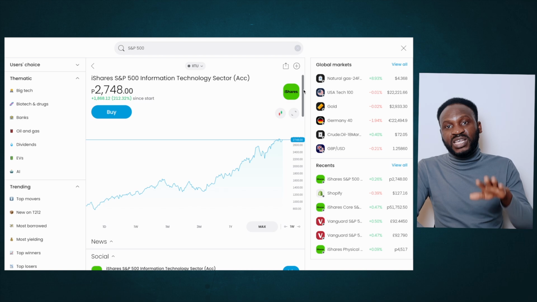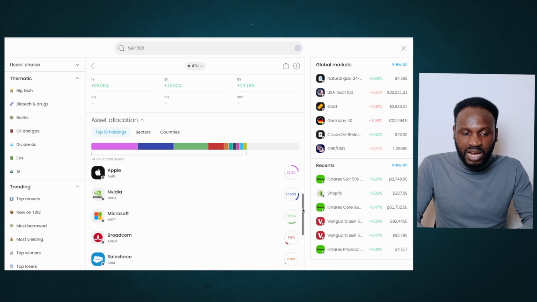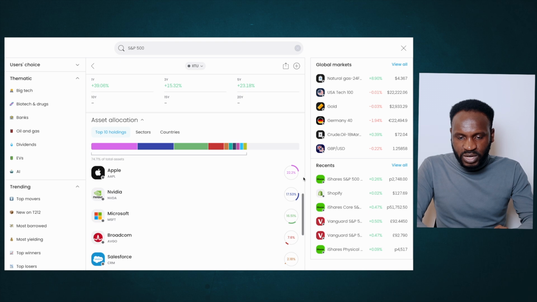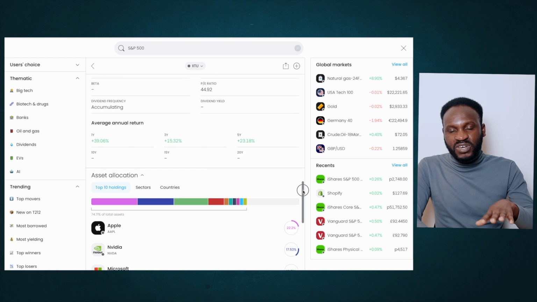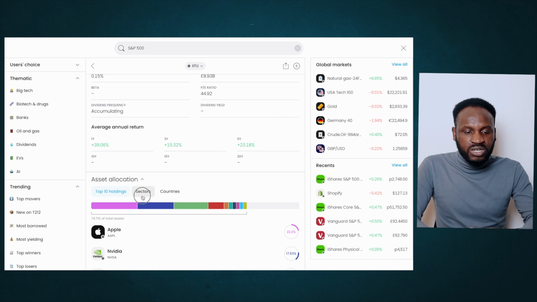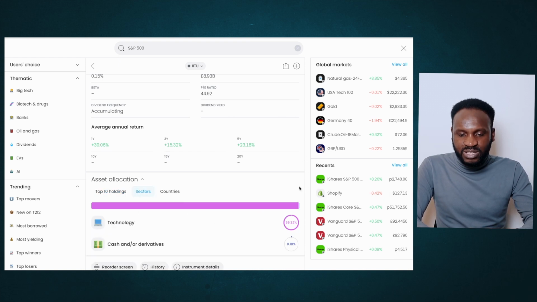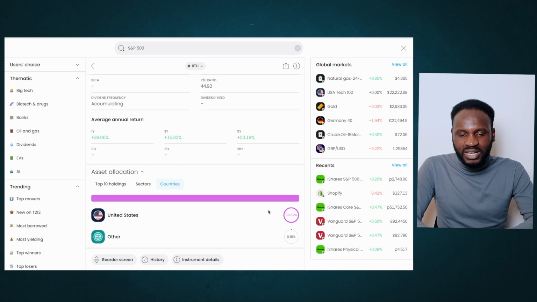Like I told you, invest in companies that are paying dividends. Go to the bottom and look at asset allocation on those platforms. Once you click on asset allocation at the bottom here, you can see the top holdings are Apple, Nvidia, Microsoft. If you scroll down, you can see more of them on the screen here. So you can see the companies that have money invested in this particular S&P 500 ETF. Once you click on sectors here, you can see the sectors, and you can see that 99% is technology. If you click on country here, you can see the same thing.